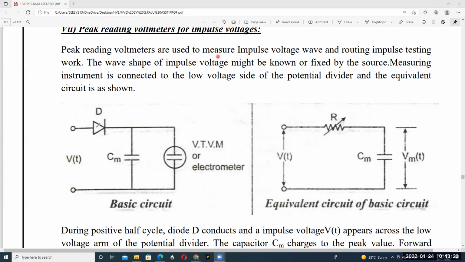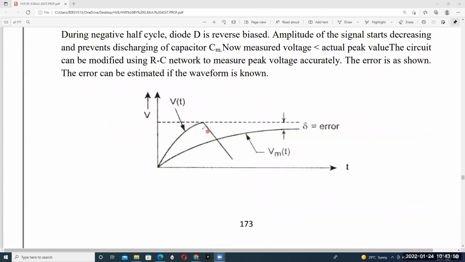Peak reading voltmeters are used to measure impulse voltage waves in routine impulse testing work. This impulse voltage wave has a wave front term and a wave tail term. Up to here is called the wave front term, the 10 to 90% portion. And this corresponding 50% of the time is called the wave tail term.